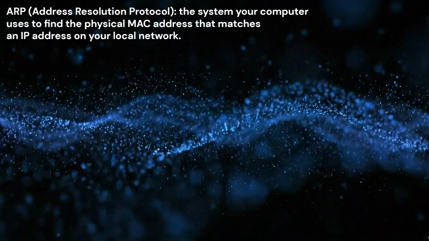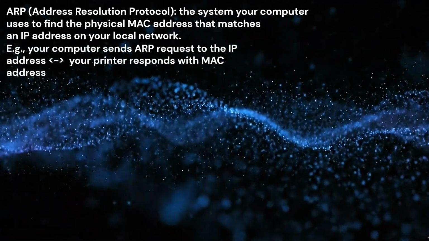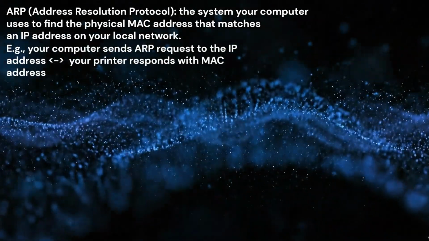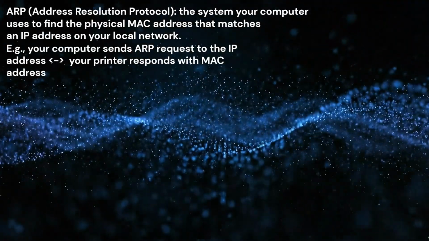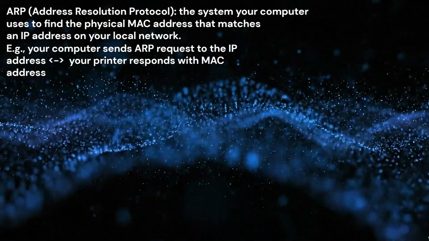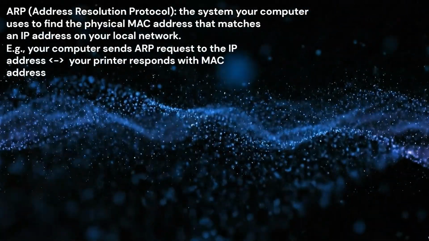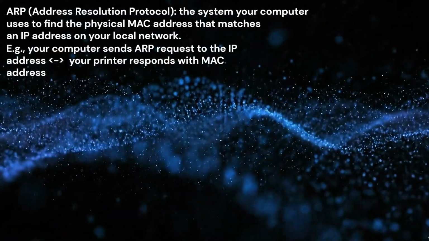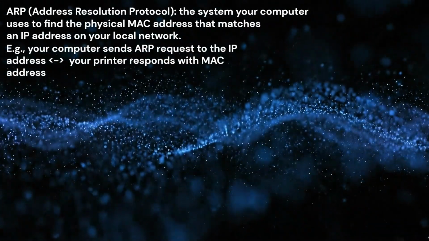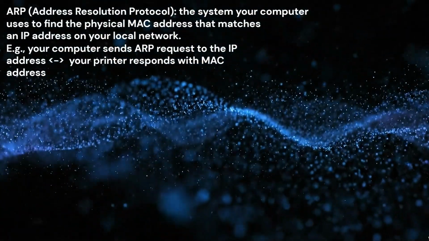So even after DNS gives me the IP, my computer has to basically shout out on the local network, who has this IP address, to get the MAC address. Pretty much. It sends out an ARP request. Who has IP address 192.168.1.10? Tell me your MAC address. The right device answers back with its MAC address. Then and only then can the data be sent directly over the Ethernet or Wi-Fi.